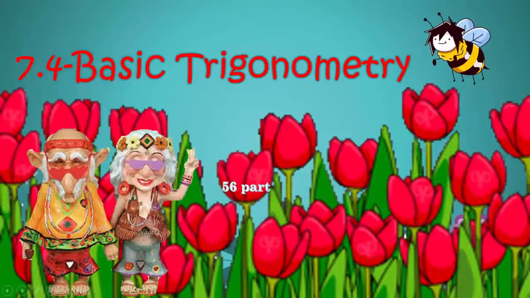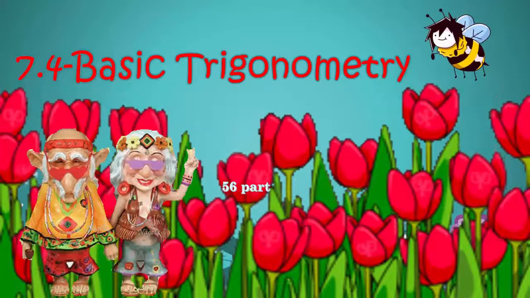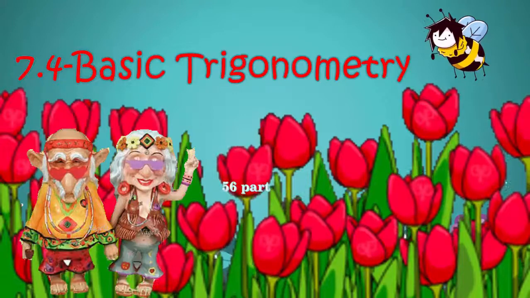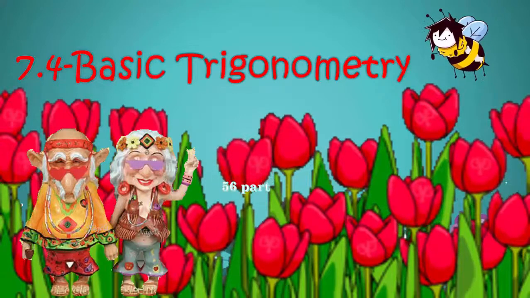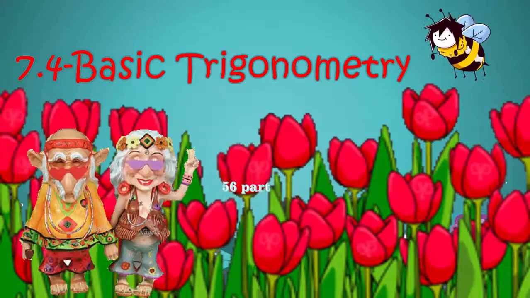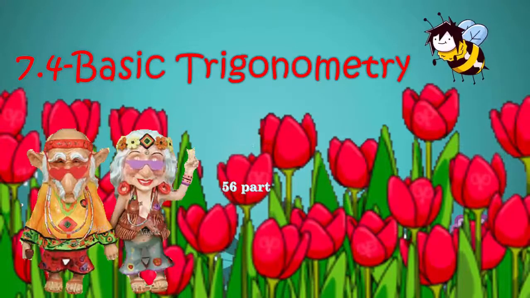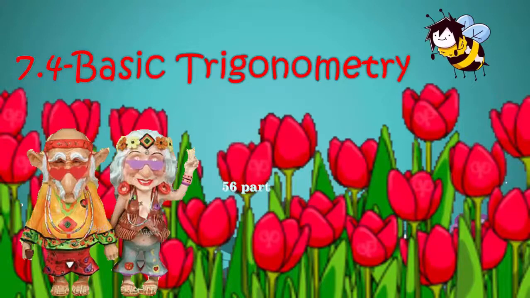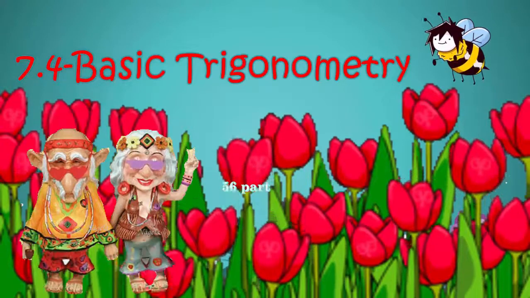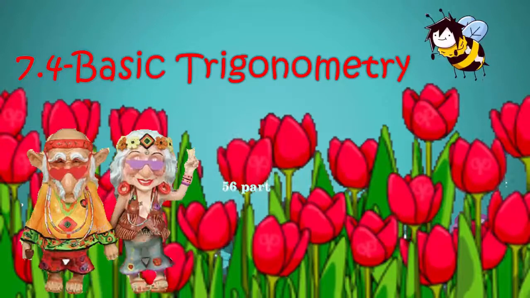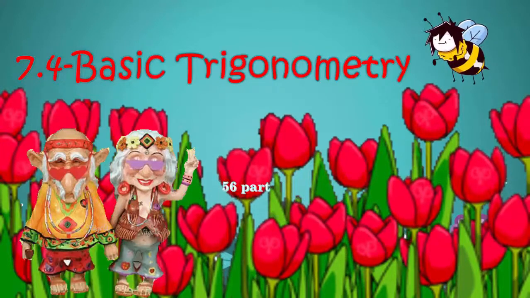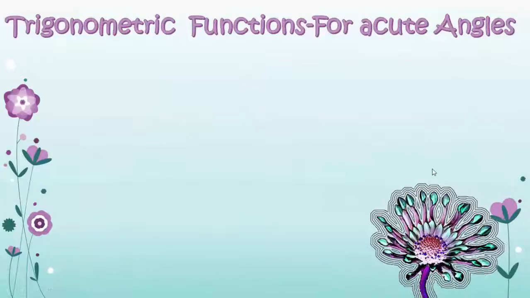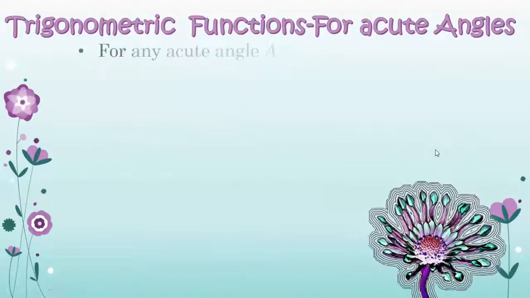Now we're going to wrap up the 56th part of this course with basic trigonometry, and this is section 7.4. Some of you may have seen this before, some of you may not, and we're just going to cover some basic trigonometric definitions so that you will be ready for 216 for those of you who are going to go on to 216. The trigonometric functions for what are called acute angles.